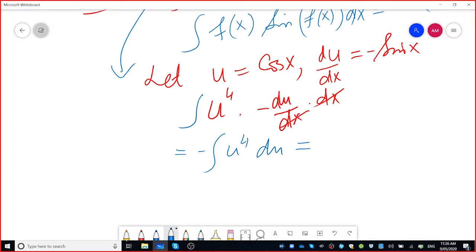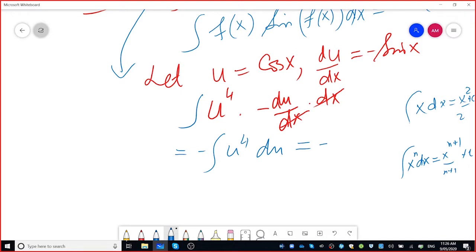It would be 5u over 5. Why 5? If it is x dx integration, what is that? This is x square over 2 plus c. What if it is x raised to the power n dx? It goes x to the n plus 1 over n plus 1 plus c. So that's the same thing. So what would this thing be equal to?